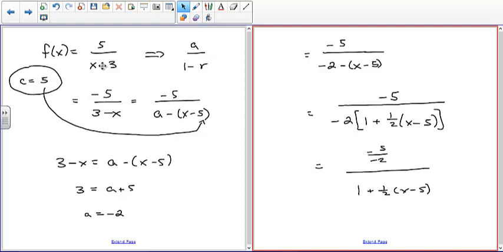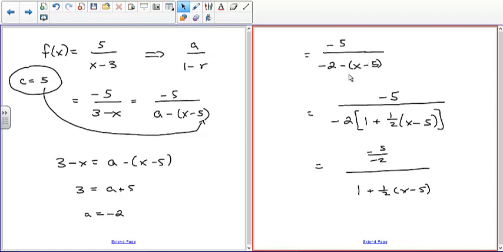So what I do first is I factor out a negative sign. So we get a negative here, and these change signs. I want that equal to -5 over a minus x minus 5. The 5 that I'm subtracting here comes from where I'm centering the series around. So we set the denominators equal to each other. The x parts cancel out. Solve for a, you get -2. So now I can plug -2 into that, and I get this expression.